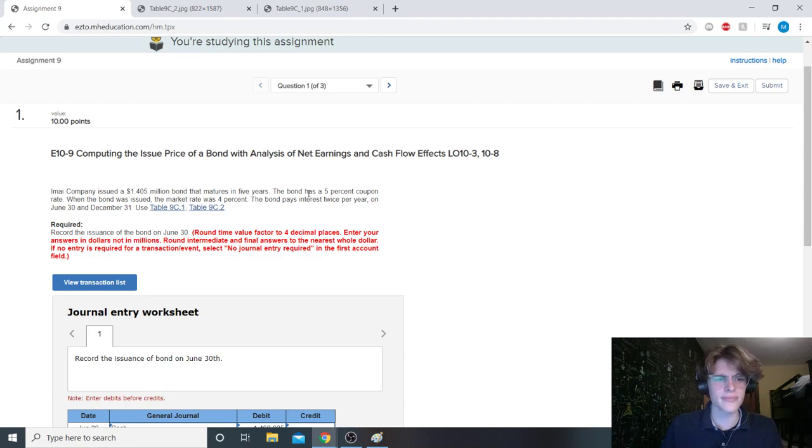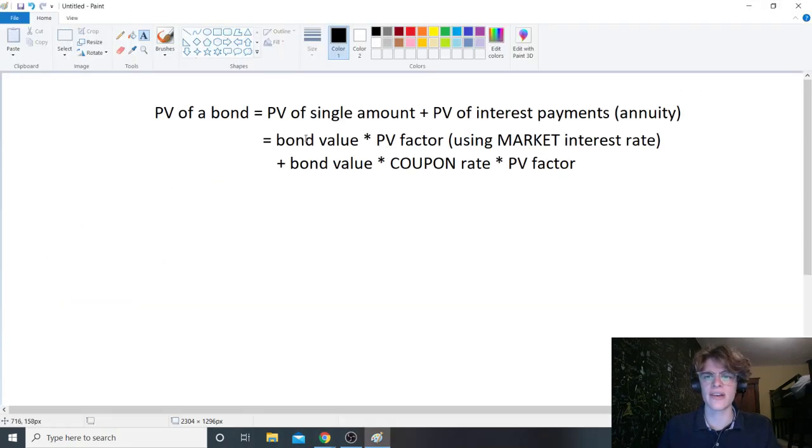So when we sell it, we want to calculate the present value of both the single amount of the bond and the interest payments, the annuity. The single amount is going to be the bond value times the present value factor using the market interest rate. And the interest payments are going to be the bond value times the coupon rate. Because if we have, say, a $100,000 bond that has a 5% coupon rate, every interest payment is going to be 100,000 times 0.05, so every interest payment is going to be $5,000, for example, times the present value factor.